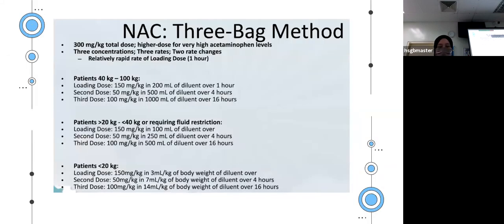So this is the regimen of the NAC 3-bag method. It dates back even 4 decades. As you can see here, the total dose is 300 mg per kg, and you can alter it to a higher dose if the PCM levels come back higher. So you need 3 bags at 3 different dilutions and 3 different rates. If I can bring your attention, the loading dose is high and rapid, it runs over 1 hour.